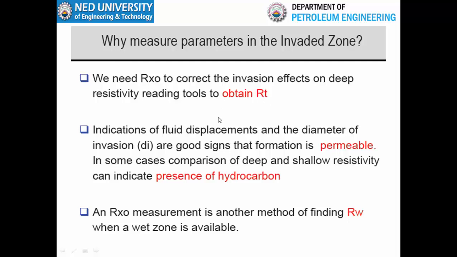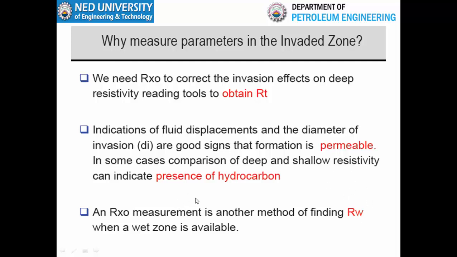RXO value is important to identify the permeable zone and the presence of hydrocarbon, and RXO is very important to calculate the RW. And we have seen that RW is used in the Archie equation. So RW is obtained many times in the wet zone, in the aquifer. So you need to identify which zone is the aquifer. Basically, aquifer is the zone which contains only 100% water. So first you need to identify which zone is 100% water, and then you use the RXO value to obtain the RW, and then you use the value of RW to calculate SW in the pay zone.